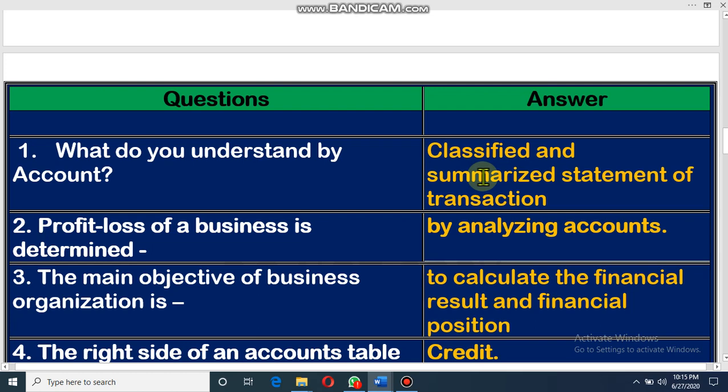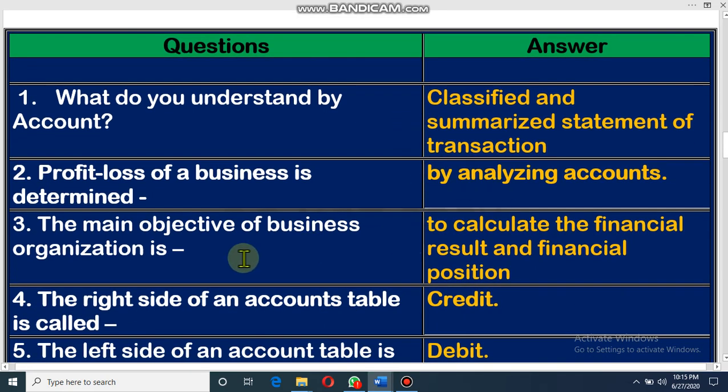If I give an example, it will be easier. Started business with cash. Dear student, what are the two accounts here? One is the cash account, another is the capital account. That means this cash and capital are a summarized statement of the transaction. Cash is given by the owner, that's why the cash of the business increases, and he has given the capital, which means the owner's equity also increases.